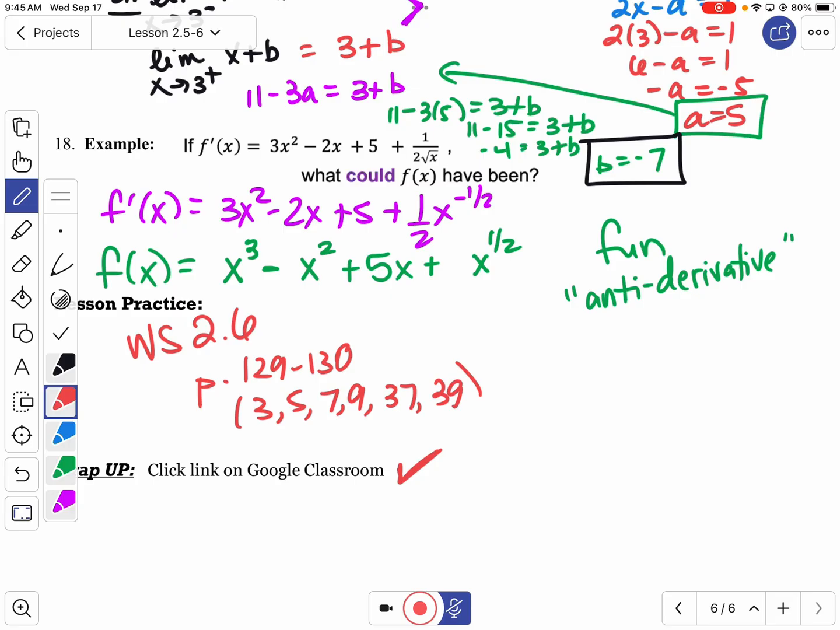Because the derivative of x, b is a constant. Derivative of x would just be 1. Because you have an exponent of 1, 1 times 1 be 1.